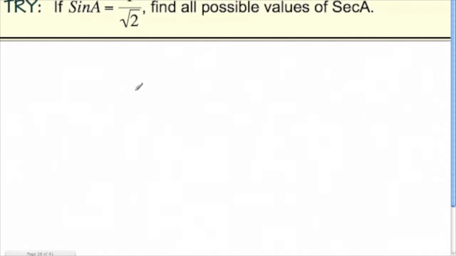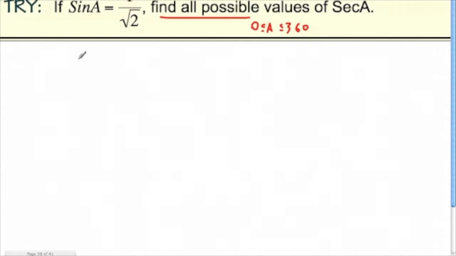Okay, so I want you to try this one on your own, but I'll give you a hint. When it says find all possible, that means from 0 to 360. So you're trying to find all the angles of A that are between 0 and 360. That's what all means.